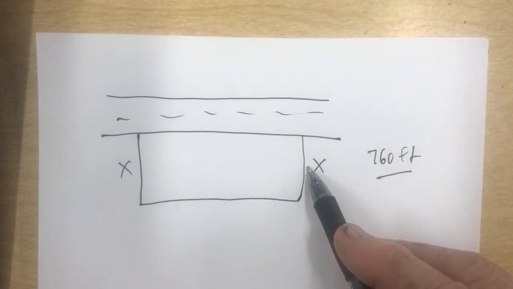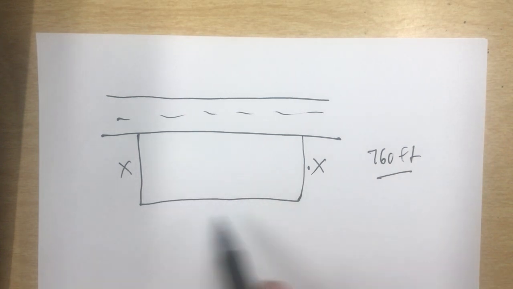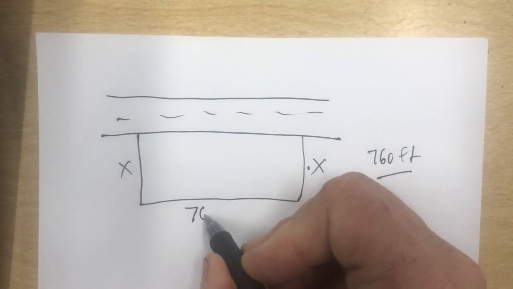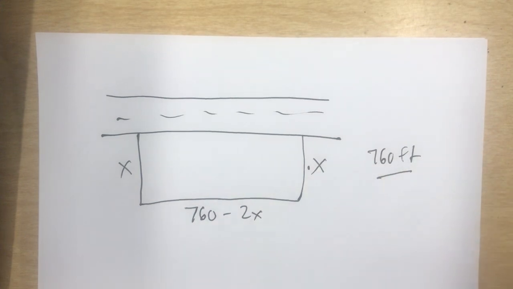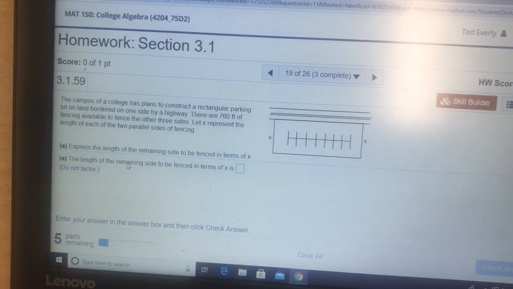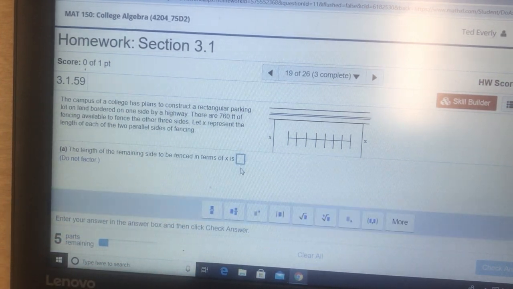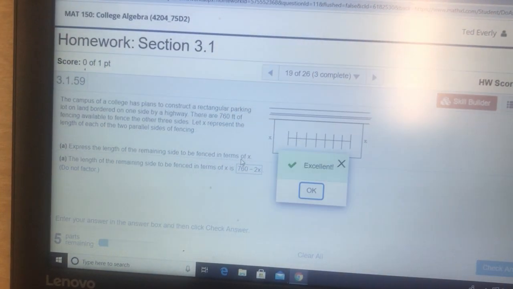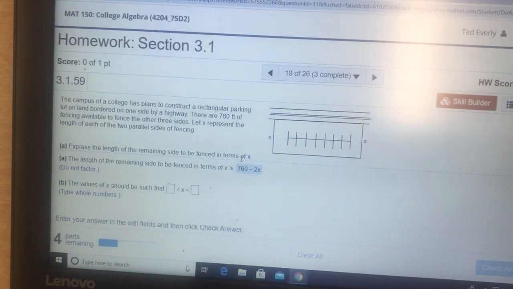So if I have X of it here and X of it there, how much do I have left for this? Well, it's going to be 760 minus those two X's. And that's what this first thing is asking for right here: the length of the remaining side. All right, that's going to be 760 minus 2X. Excellent.